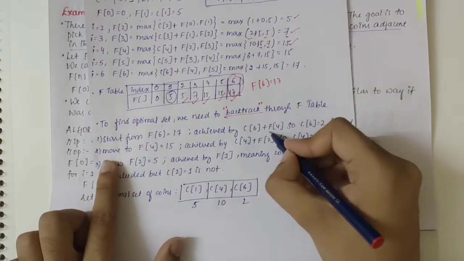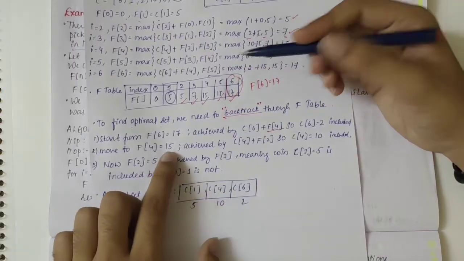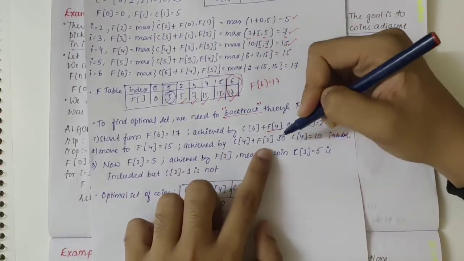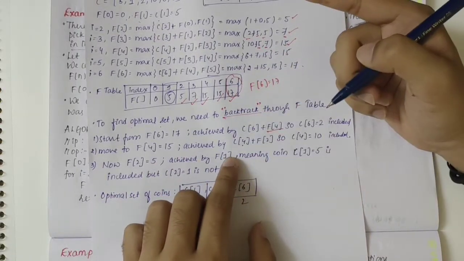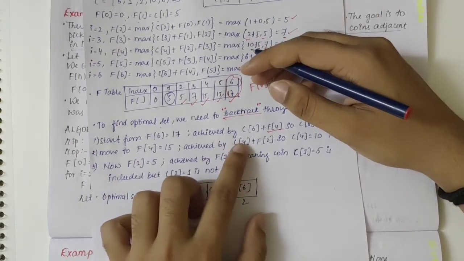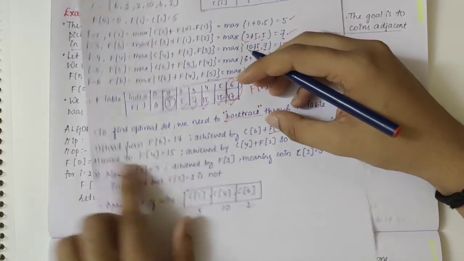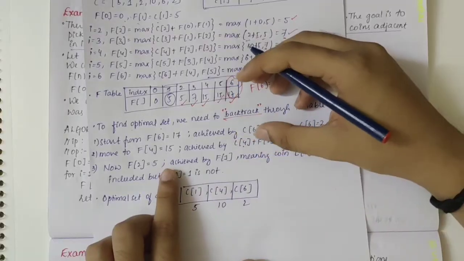Then we move to F of 4. F of 4 is equal to 15, which is achieved by C of 4 plus F of 2. So C of 4 is included here, and we keep it. Then we keep this, and F of 2.